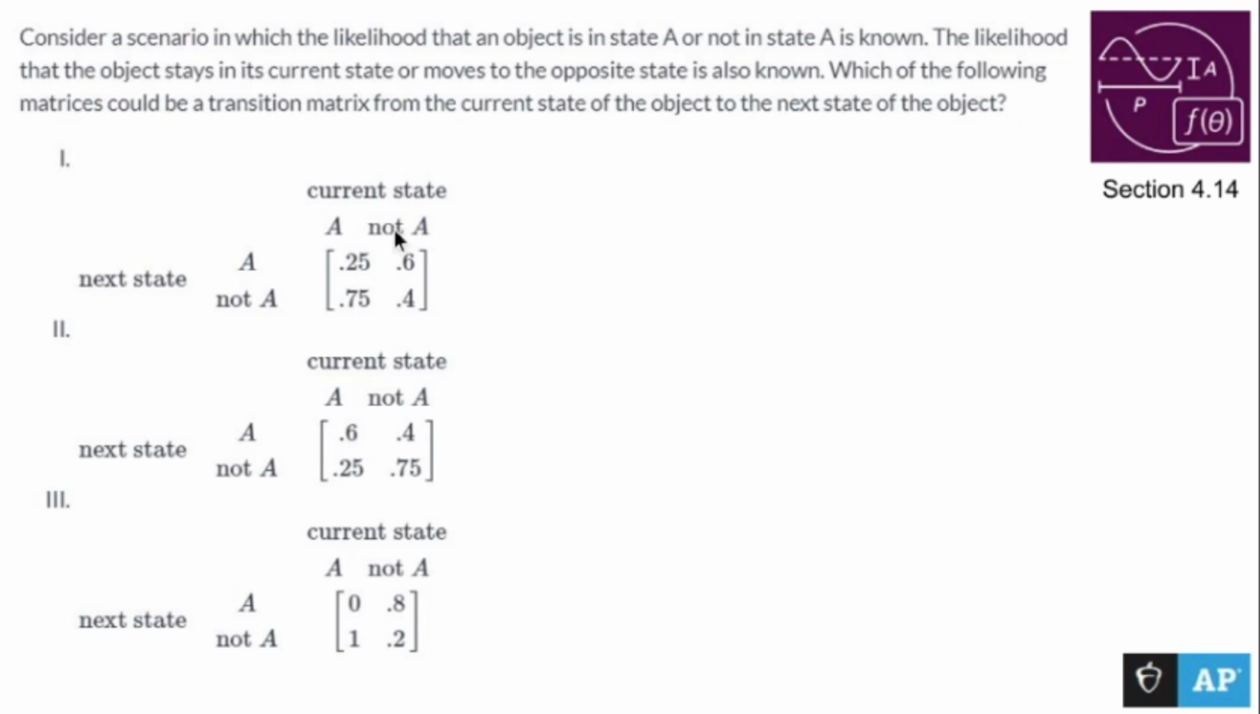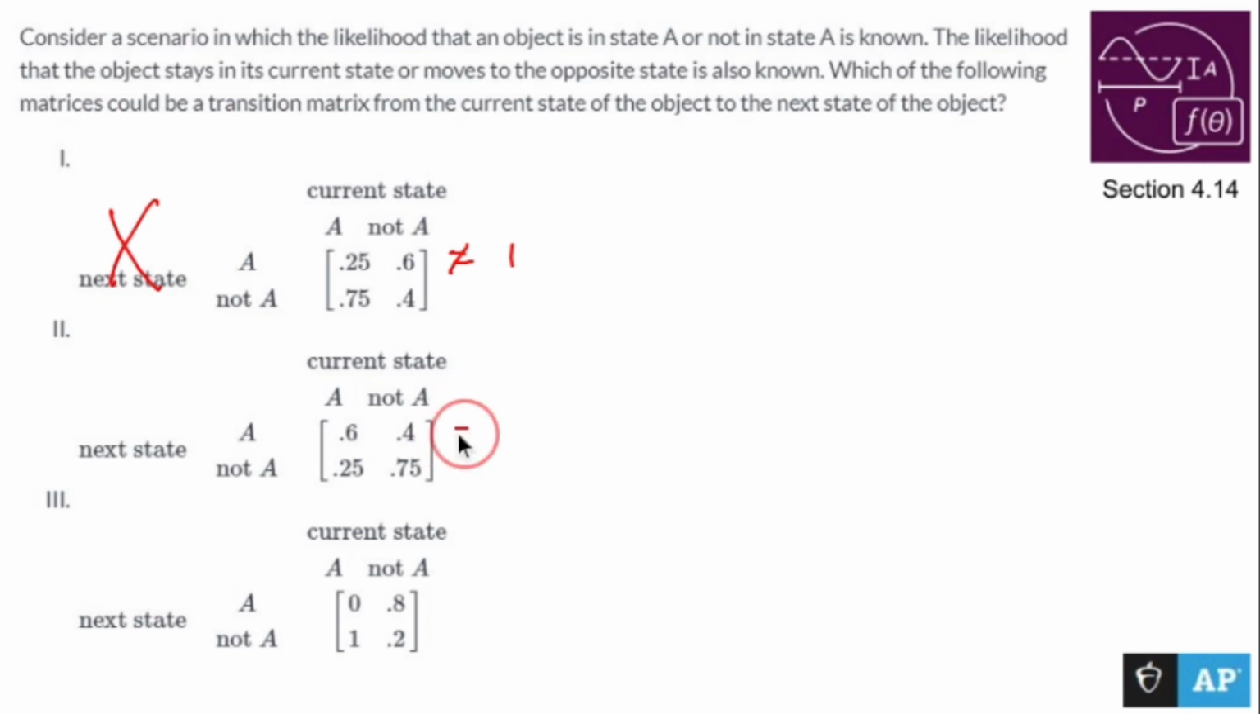state of the object? All right, so we're given three matrices, and this is like those probability matrices where if you add up the left number to the right number, it has to equal 1. So that's what we're doing here. Is the number on the left plus the number on the right equal to 1? Well, this one's not, because it's going to be like 0.85, so 1 is no good.